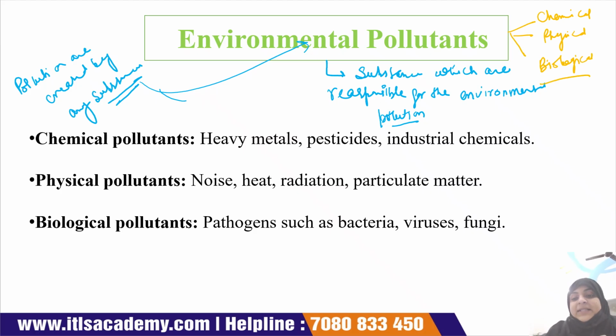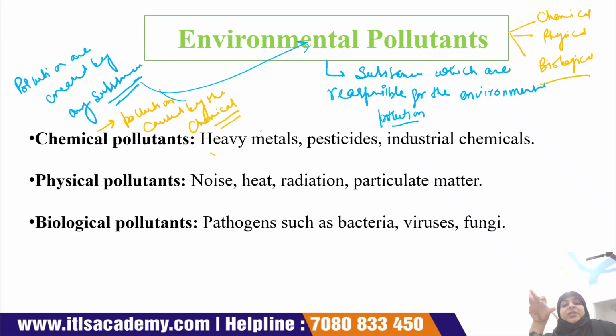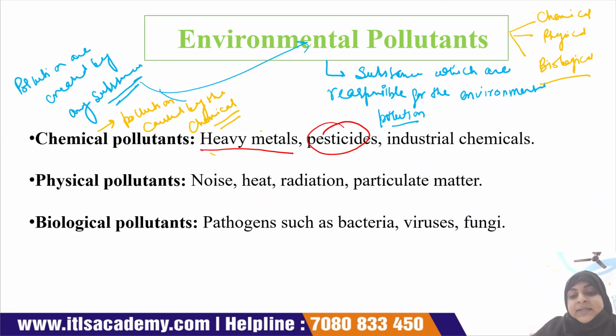Chemical pollutant means pollution caused by chemicals. Here it means the substances which are responsible for the pollution are chemicals. That is known as chemical pollutants. For example, heavy metals, pesticides, and industrial chemicals. Next category is physical pollutants.